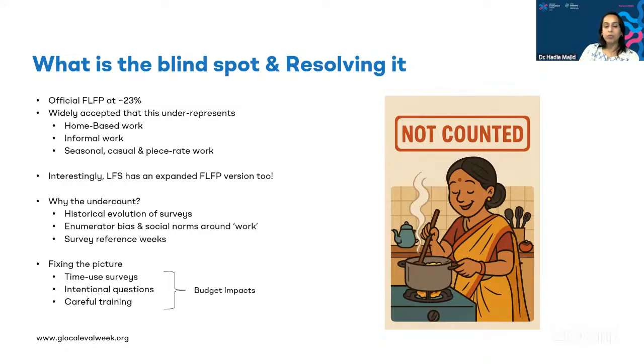Now, why is that? One, there is a really interesting historical evolution of these surveys, and a lot of it has to do with how work was conceived in countries like pre-partition India, in countries like Burma, and what happened to the conception of work when the British came and colonized. So a lot of our surveys have actually evolved to think about work the way that it was conceptualized in industrial Europe. And that didn't necessarily gel with the local conception of work.